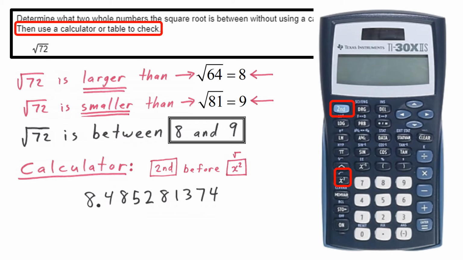Notice that the whole number is 8. Since there's a decimal portion, that tells us that this number is bigger than 8, and yet it's smaller than 9, which confirms our answer that the square root of 72 is between 8 and 9.